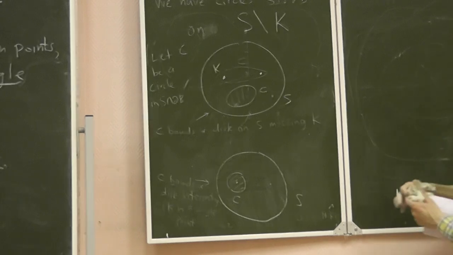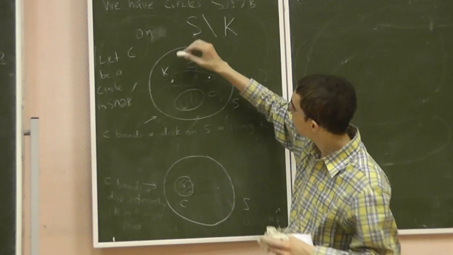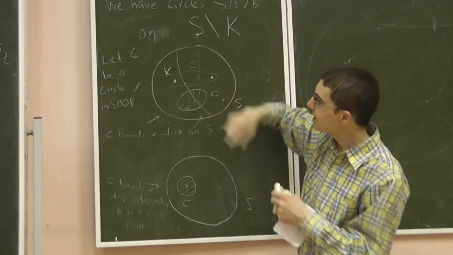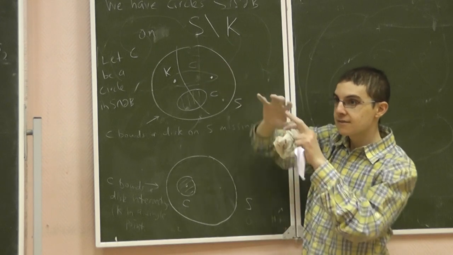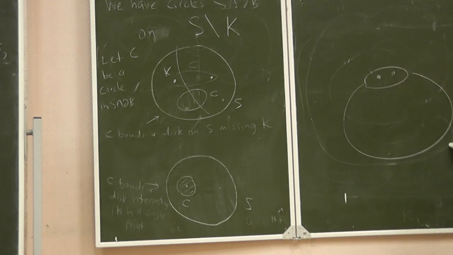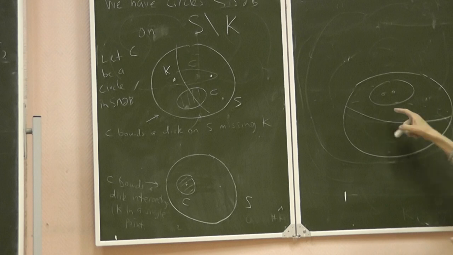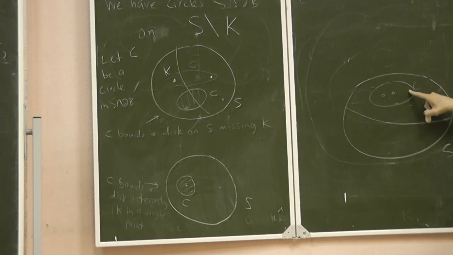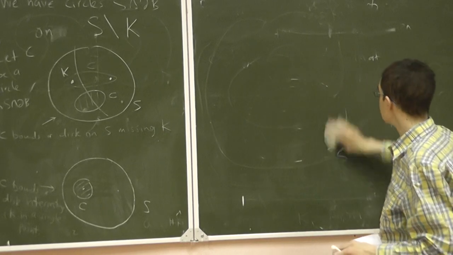Why? Because this curve here, look at the outside of the disk on the sphere. So remember, this is a sphere. Outside the curve, there's a disk and it misses K. See that? Here's the picture. So here's S. So this is this picture. And so here's C, and just get this disk. So those are the only two situations.